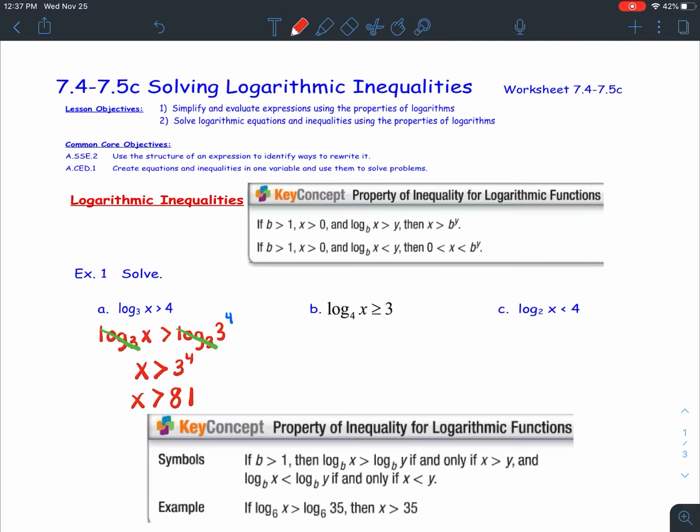What we need to make sure we're thinking of is our domain restriction. This is a little bit different than equations where we would take our answer and plug it back in, because the answer you're getting is not just a single number. We're not saying x equals 81. In fact, 81 is not part of our answer. We're saying x can take on any value as long as it's greater than 81. So there's this infinite range of answers, any number bigger than 81.